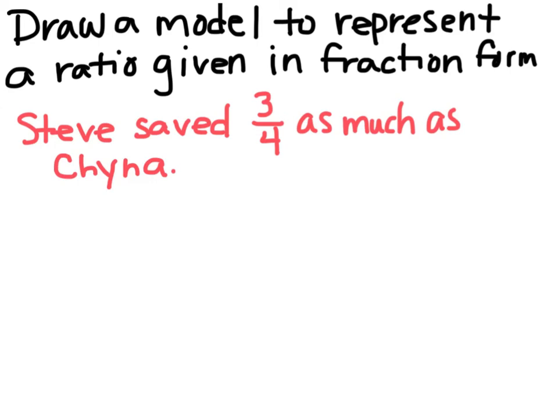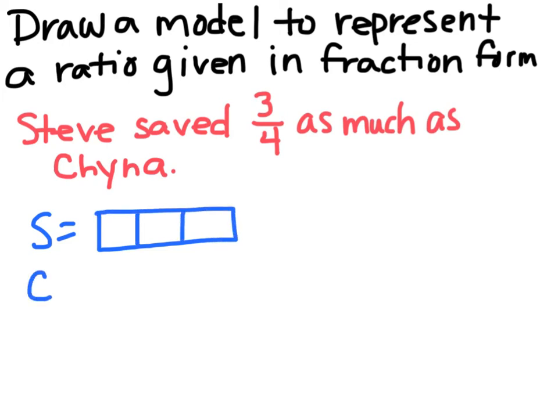And here we are at the last idea for Chapter 7.4. We're going to learn to draw a model to represent a ratio given in fraction form. So we'll begin with this fact. Steve saved 3/4 as much as China. So Steve's savings would be 3. And China's savings would be 4.